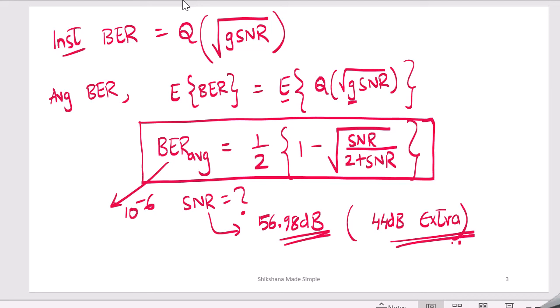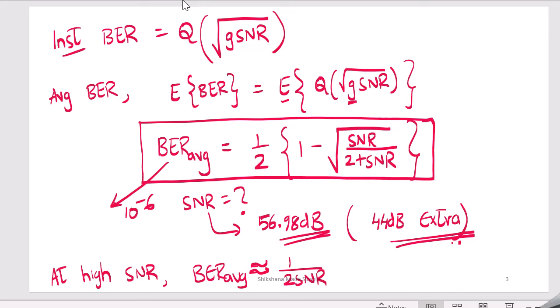All right. So at high SNR, we can simplify this average BER, and we can do the approximation using Taylor distributions and things like that. So finally, we can arrive at this value. All right. So we see that if SNR is very high, then you will see the bit error rate going down, and vice versa.